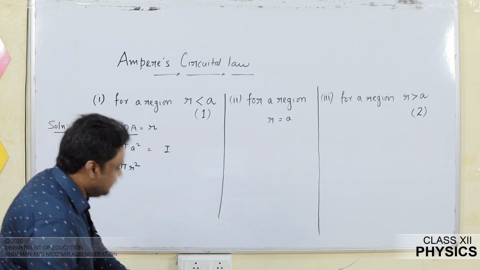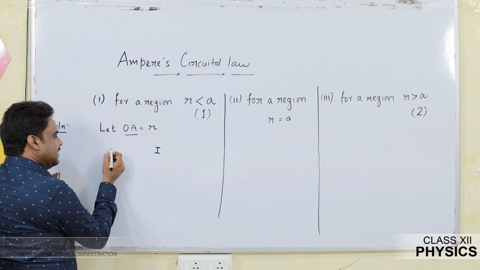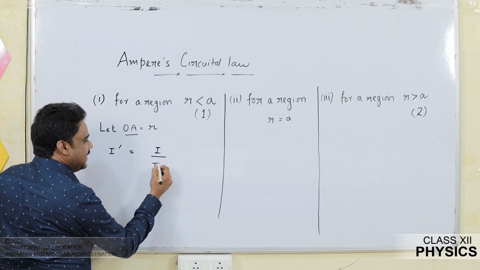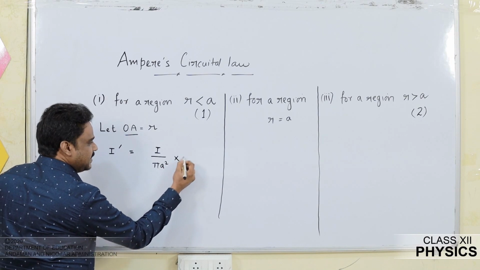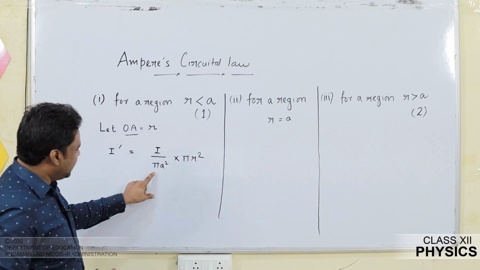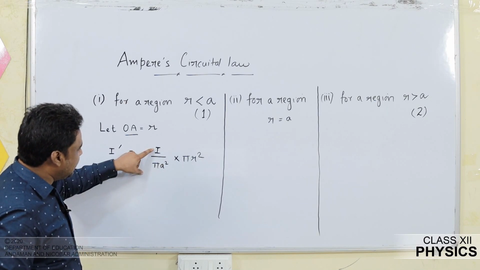It will be, say I dash is the current threading through the region, the new current. I dash will be I by pi a square into what about the contribution? It will be pi r square. So once again I am going to make the explanation of this. This means for a region pi a square a current I threads.